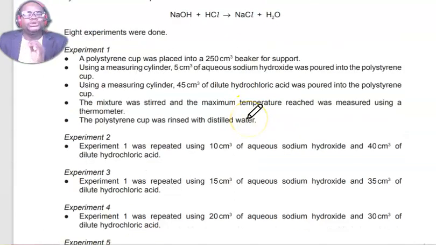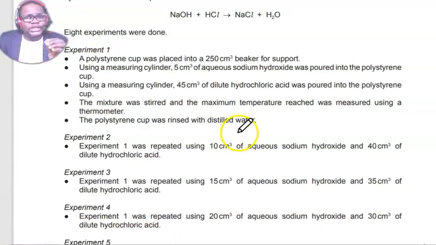Then you have the equation of the reaction. 8 experiments were done. Now for experiment 1, a polystyrene cup was placed into a 250 cm3 beaker for support. Using a measuring cylinder, 5 cm3 of aqueous sodium hydroxide was poured into the polystyrene cup. Then using a measuring cylinder, 45 cm3 of hydrochloric acid was added to the polystyrene cup. The mixture was stirred and the maximum temperature reached was measured using a thermometer. Then the polystyrene cup was rinsed with distilled water.